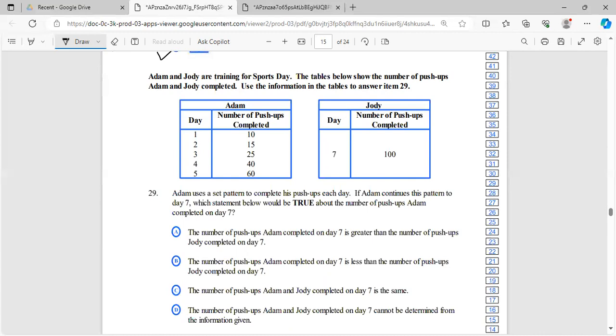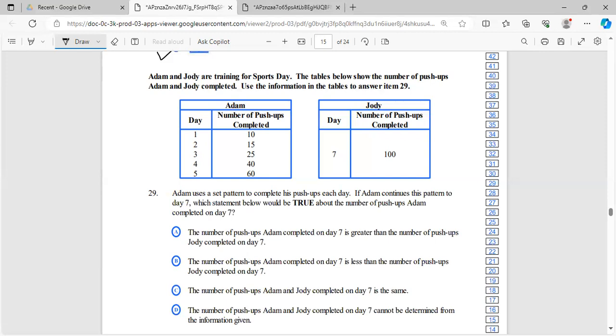Adam and Joni are training for sports day. The table below shows the number of push-ups Adam and Joni completed. Use this information in the table to answer item 29. So guys, we reached 29 already. So from days 1 to 5 completed basically 60 push-ups. Jody completed 7 days and she completed 100 push-ups. Alright, so Adam uses a set pattern to complete his push-ups each day.